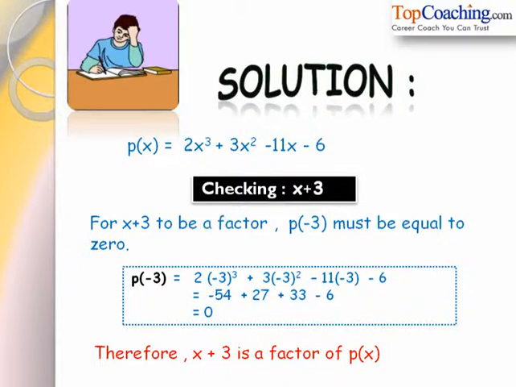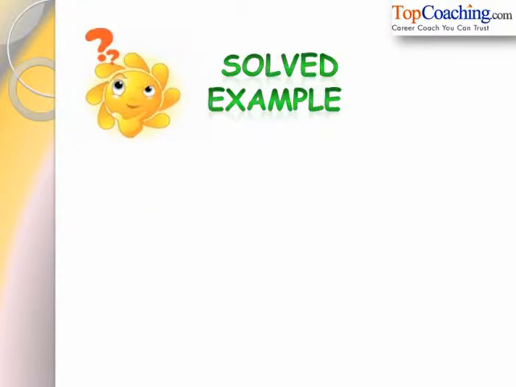Thus 2x plus 1, x minus 2 and x plus 3 all are the factors of p of x, because when they divide the polynomial p of x, they leave behind the remainder equal to 0. Thus they completely divide p of x.